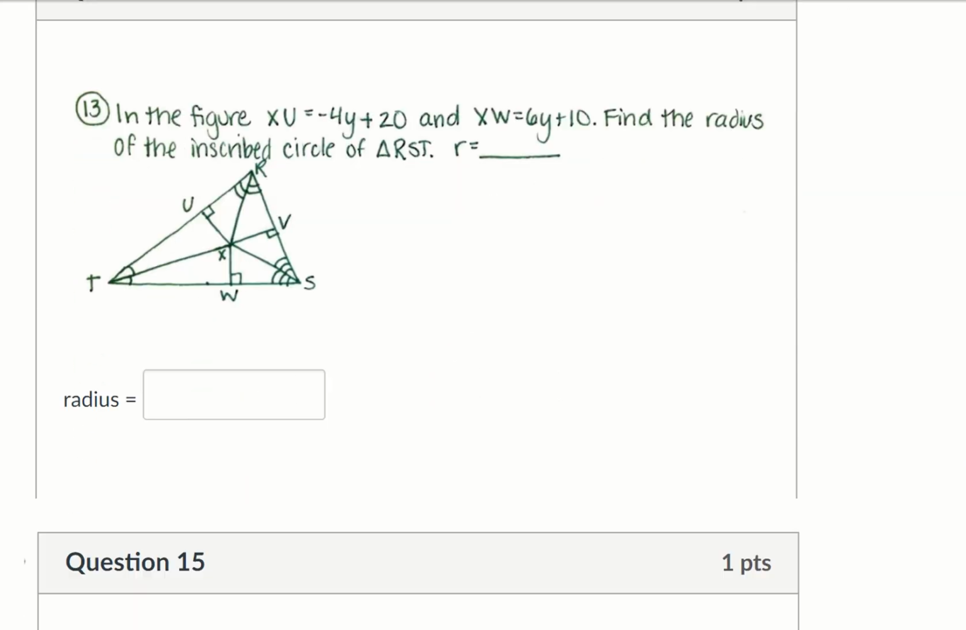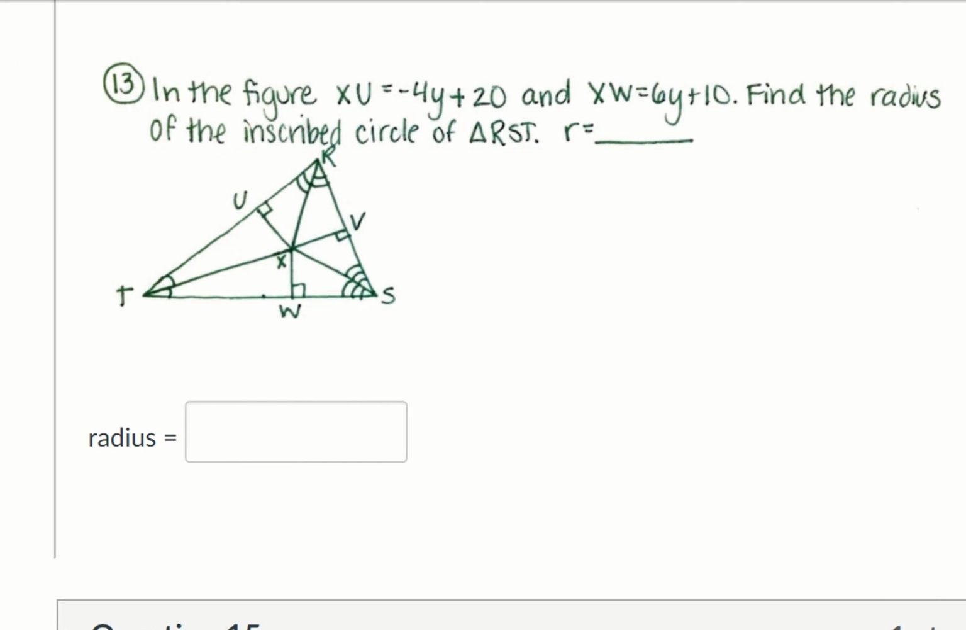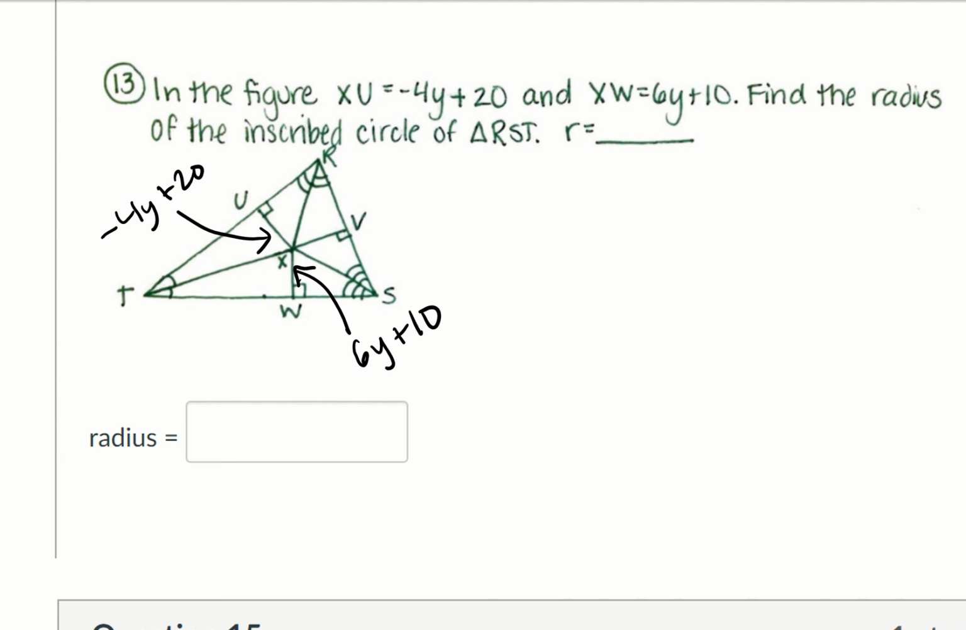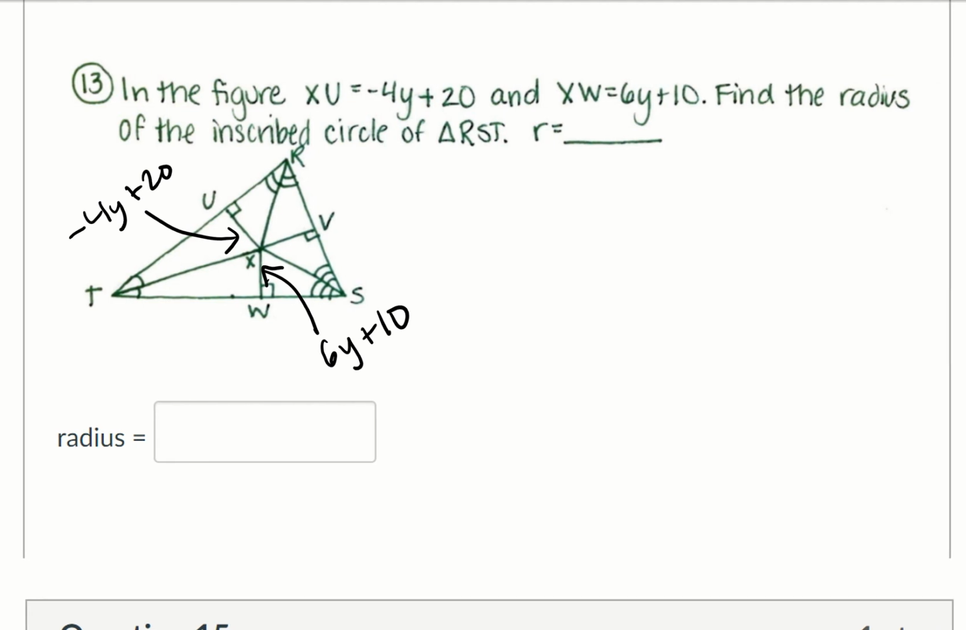All right, question 14. It says here XU is negative 4y plus 20, so that's this right here, and XW is 6y plus 10. Find the radius of the inscribed circle of triangle RST. Basically what it's saying is that this right here is an incenter. And remember, an incenter is the point of concurrency, that's where the lines meet. So it's where the angle bisectors meet. So these are angle bisectors.